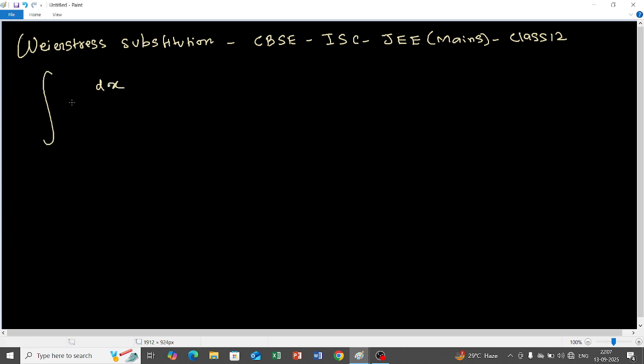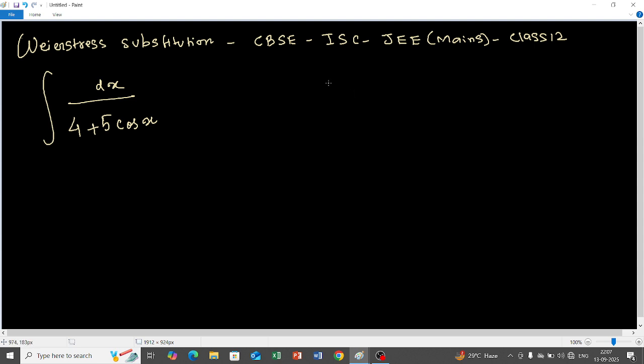So the form of the integration is like this: integration dx divided by 4 plus 5 cos x. We have to remember this pattern, where in the numerator there is 1 and in the denominator we have 4 plus 5 cos x. Sometimes it is 5 plus 4 sin x, or 1 minus 2 sin x, or 3 cos x plus 5 sin x. Whatever trigonometrical ratio we have in the denominator, we always have 1 in the numerator. So this is the type of integration which we have to do using Weierstrass substitution.